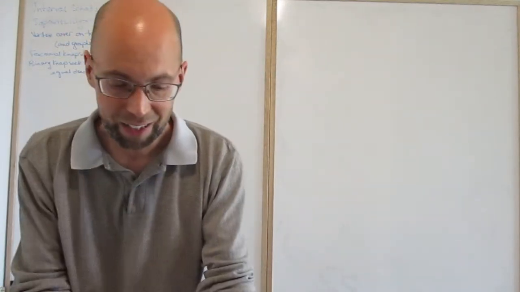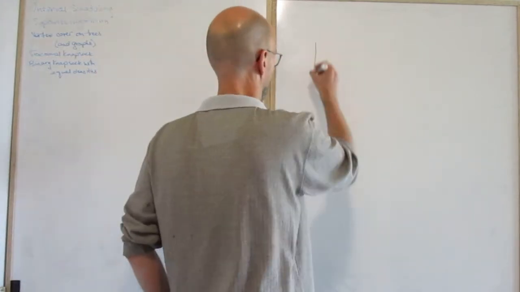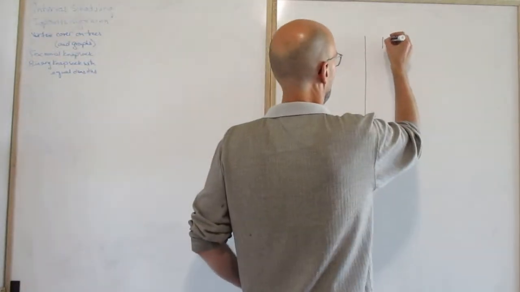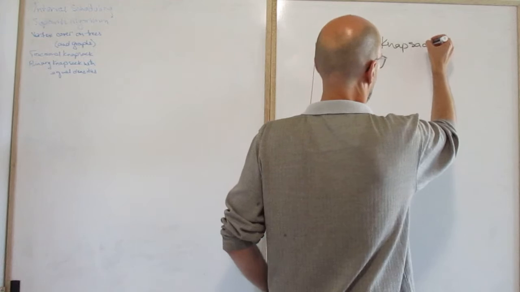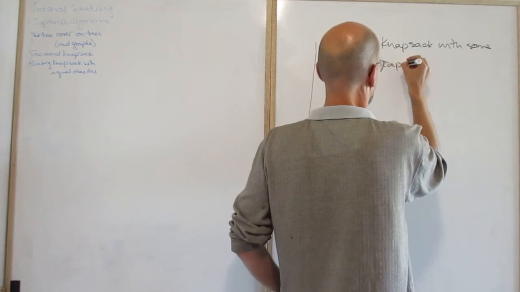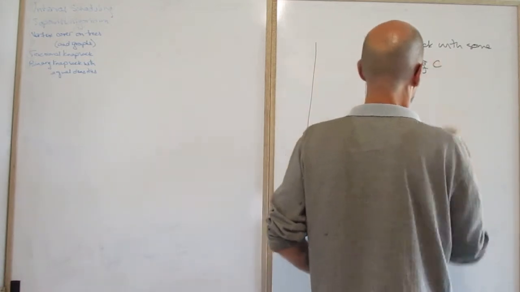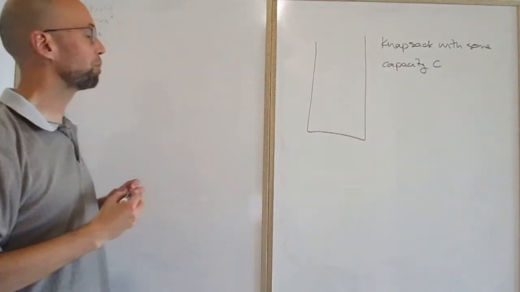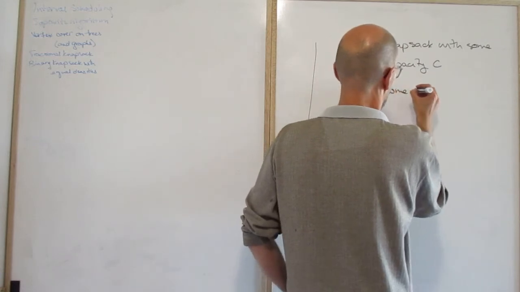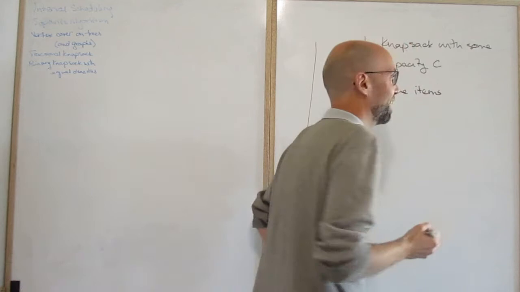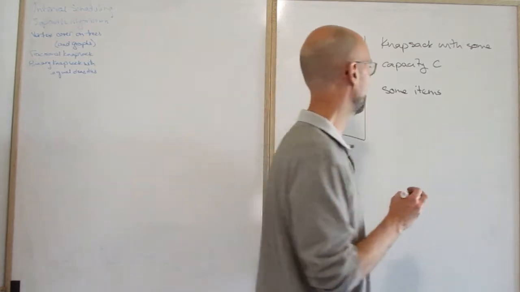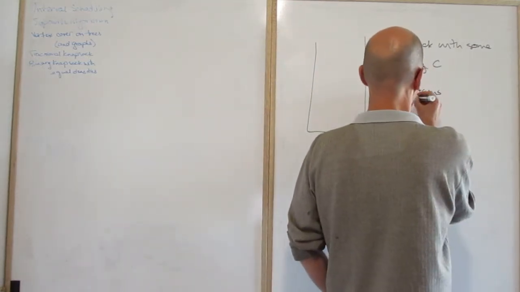So knapsack: you imagine you have a knapsack, a backpack, with some capacity C, and then you have some items. Let's talk about food items.